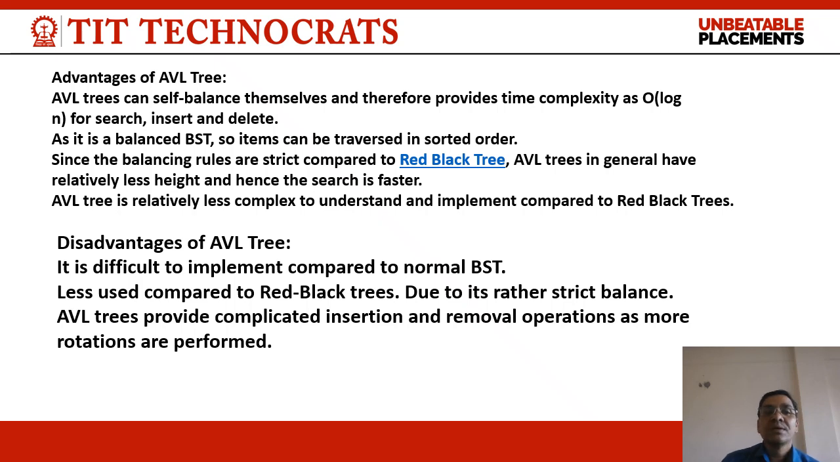Advantages: AVL trees are self-balancing and therefore provide time complexity of O(log n) for search, insert and delete. As it is a balanced binary search tree, items can be traversed in sorted order, since the balancing rules are stricter compared to the red black tree. AVL trees generally have lower height, hence the search is faster.